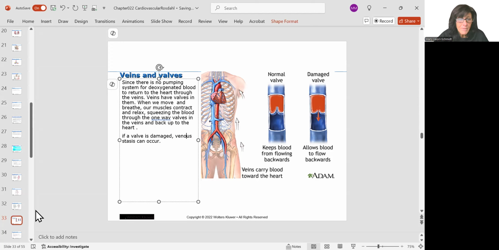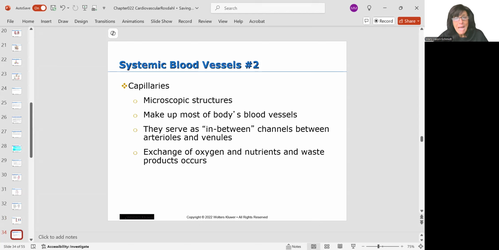Okay. All right. Next, capillaries. The capillaries are the teeniest, microscopic blood vessels that are found like in your nail beds. Okay. And they're found everywhere, but easy to find in the beds of your nails.